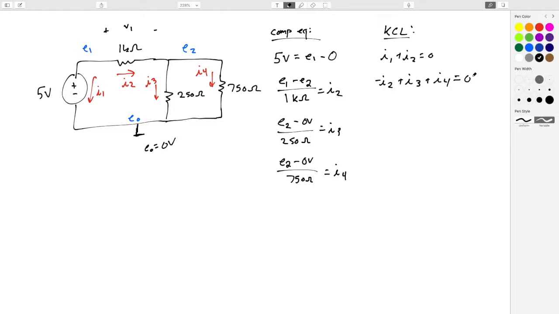Now if we look at this, we have E1, E2, I1, I2, I3, and I4. There are 6 unknowns. We have actually 1, 2, 3, 4, 5, 6 equations, so we should be able to solve this. Immediately, you probably notice this is just saying E1 is equal to 5, so that's good. So the first thing we can say is E1 equals 5 from that first equation. We can just save that for later. Then what do we do?